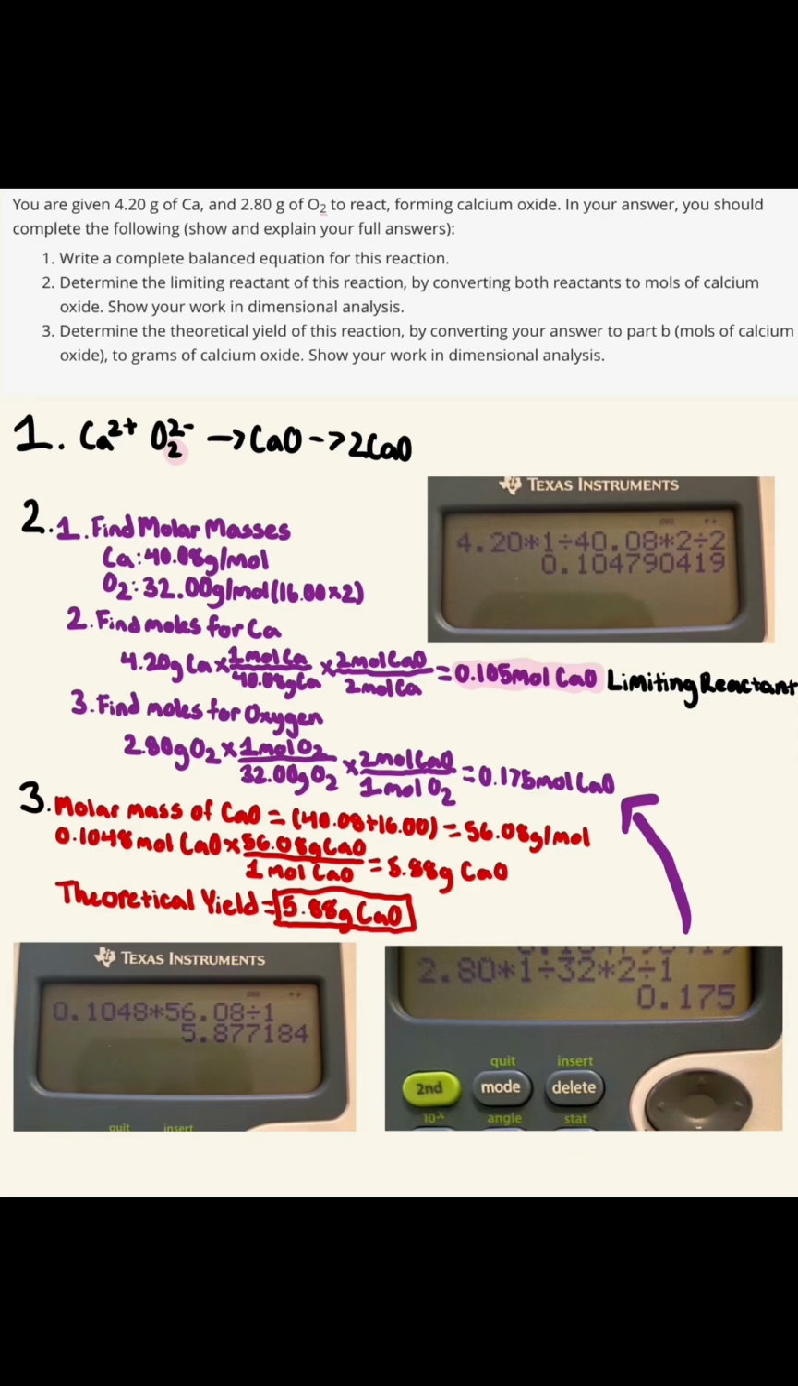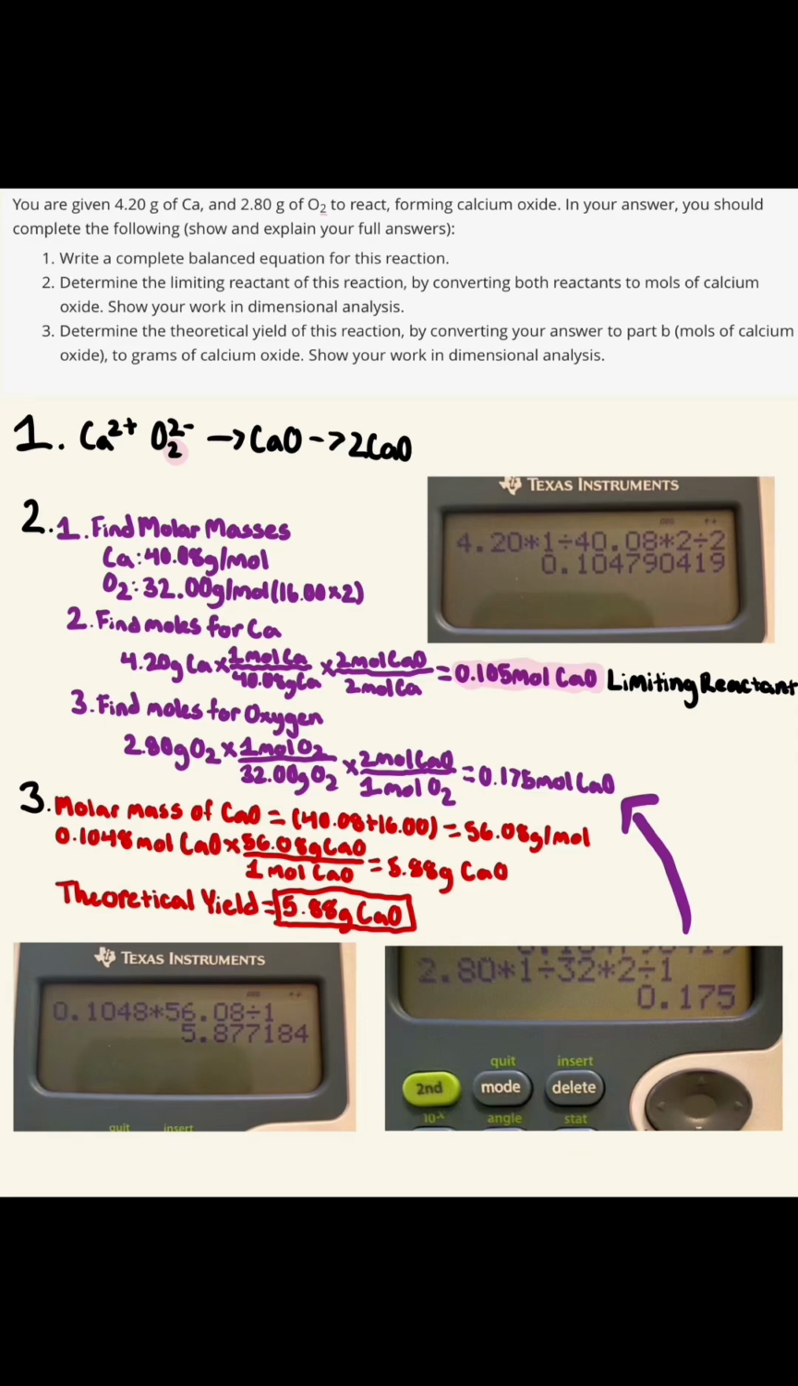And then for number 2, determine the limiting reactant of this reaction. The first thing you have to do is find the molar mass of both. So for calcium, that would be 40.08 grams a mole. And then for oxygen, that would be 32.00 grams a mole. But since there's 2, you have to do 16.0 times 2, which is where you get that 32.